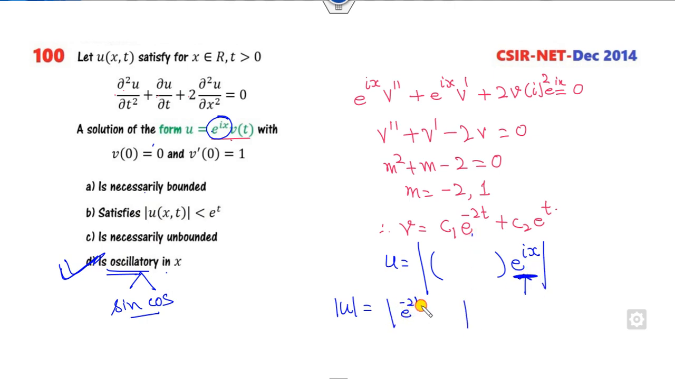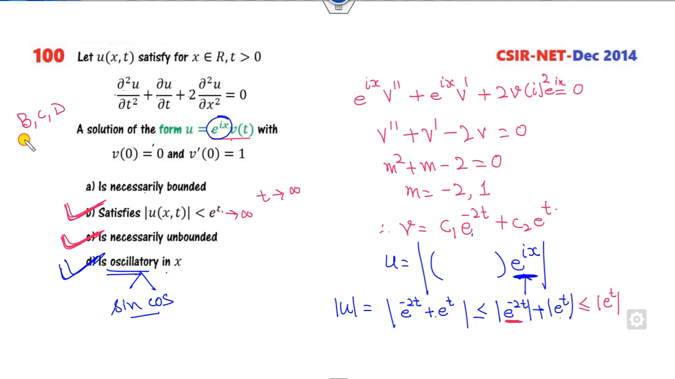e raised to power minus 2t plus e raised to power t, whatever the coefficients are there. It is written as e raised to power minus of this plus e raised to power t. Now it clearly says that as this value decreases, this value increases, it is less than e raised to power t. So it means this option is satisfied. Now when this option is satisfied, when you take t as infinity, this will go to infinity. So it means this is unbounded. So the right answers are B, C, and D is my incorrect answer, or correct answers.